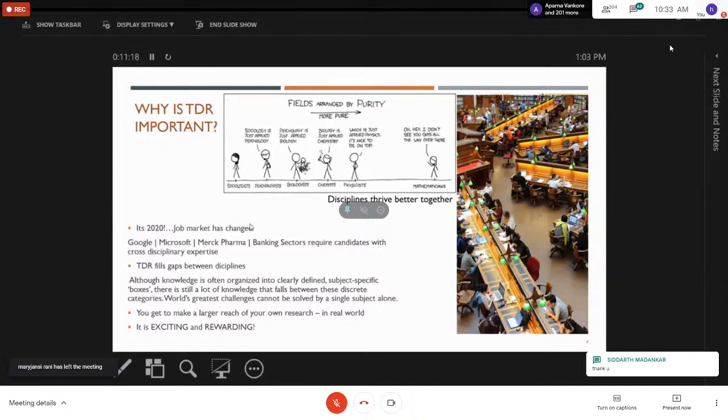And so why else is TDR important? If you are a student, a master's or an undergrad or a PhD or an MPhil student or an early career researcher, why is TDR important to you? It's important because times have changed, the world has changed, the job market has changed. If you look at the top companies' job ads, you would see one word or two words that stand out.